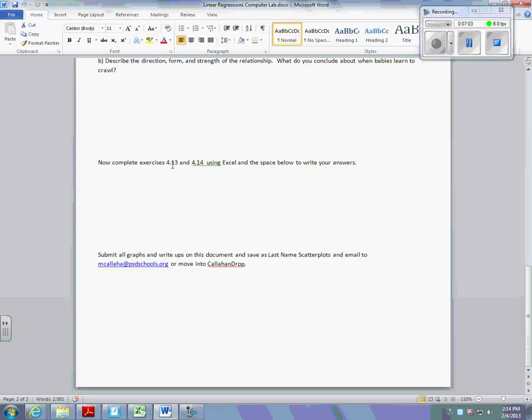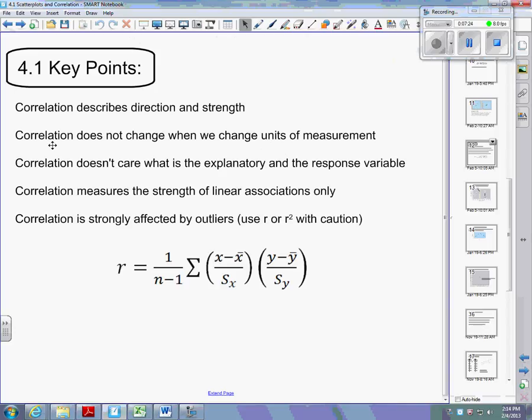The last two I ask you to do are these ones, 4.13, 4.14. They deal with women and men's heights and a research question. When you're doing these, not only do you have to do the scatter plot, but they ask you some questions. So I want you to think about our key points. We said correlation is direction and strength, and it's only for linear associations.